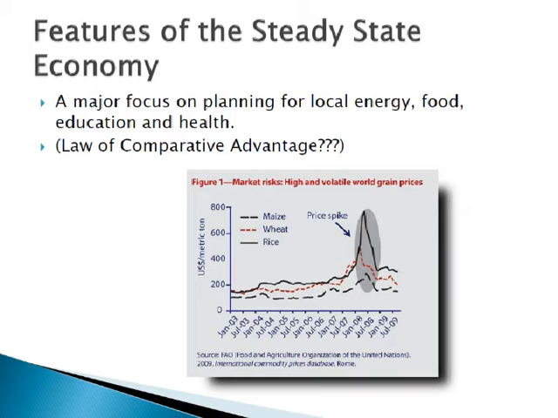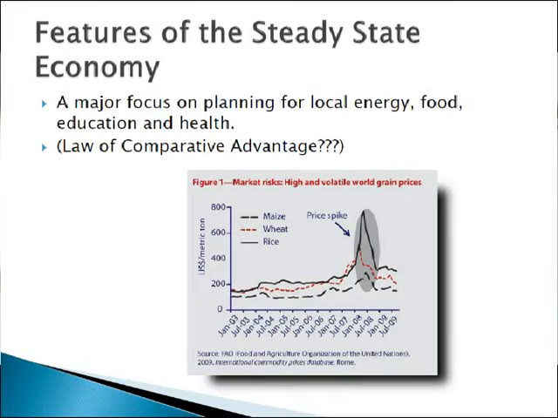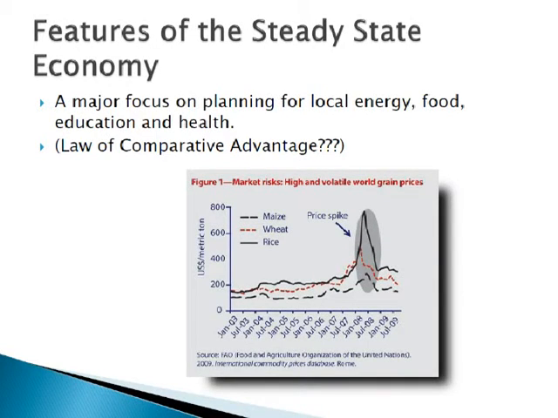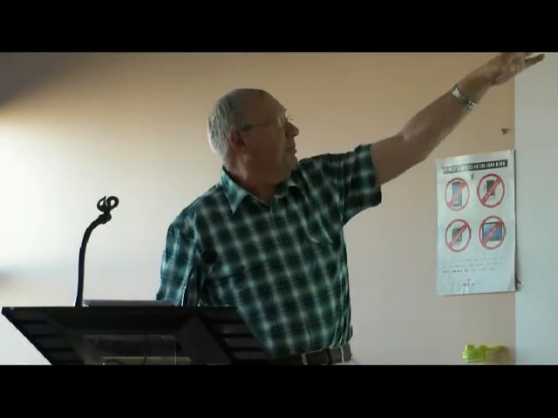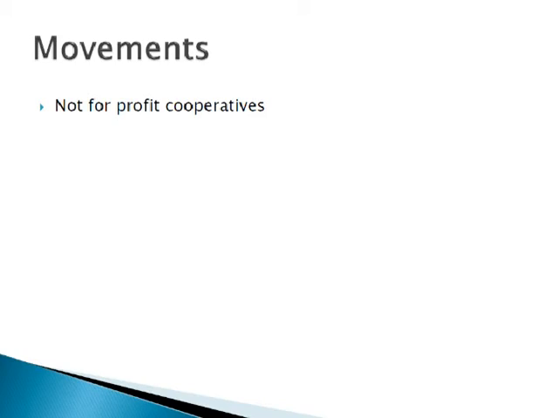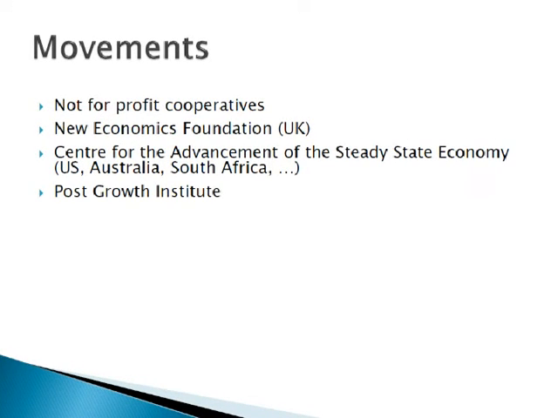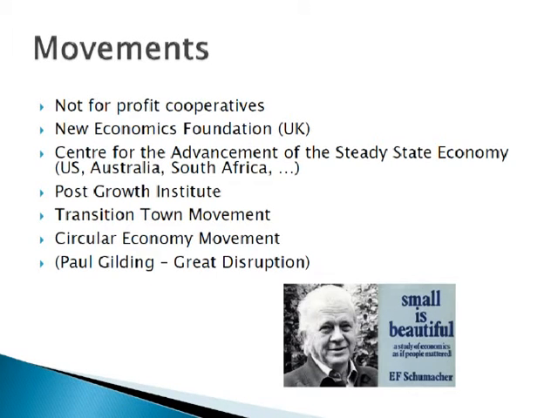The other feature of a steady state economy, I think, is planning for what they call local resilience, and that is the production of the necessities of life at a local level, food, the production of energy, and enabling education and health. Brings into question the law of comparative advantage in the economics field, of which I'm not an expert, as some might be happy to point out. But there are various movements that are trying to act in this direction, and I've just got them listed there, but I won't do that.